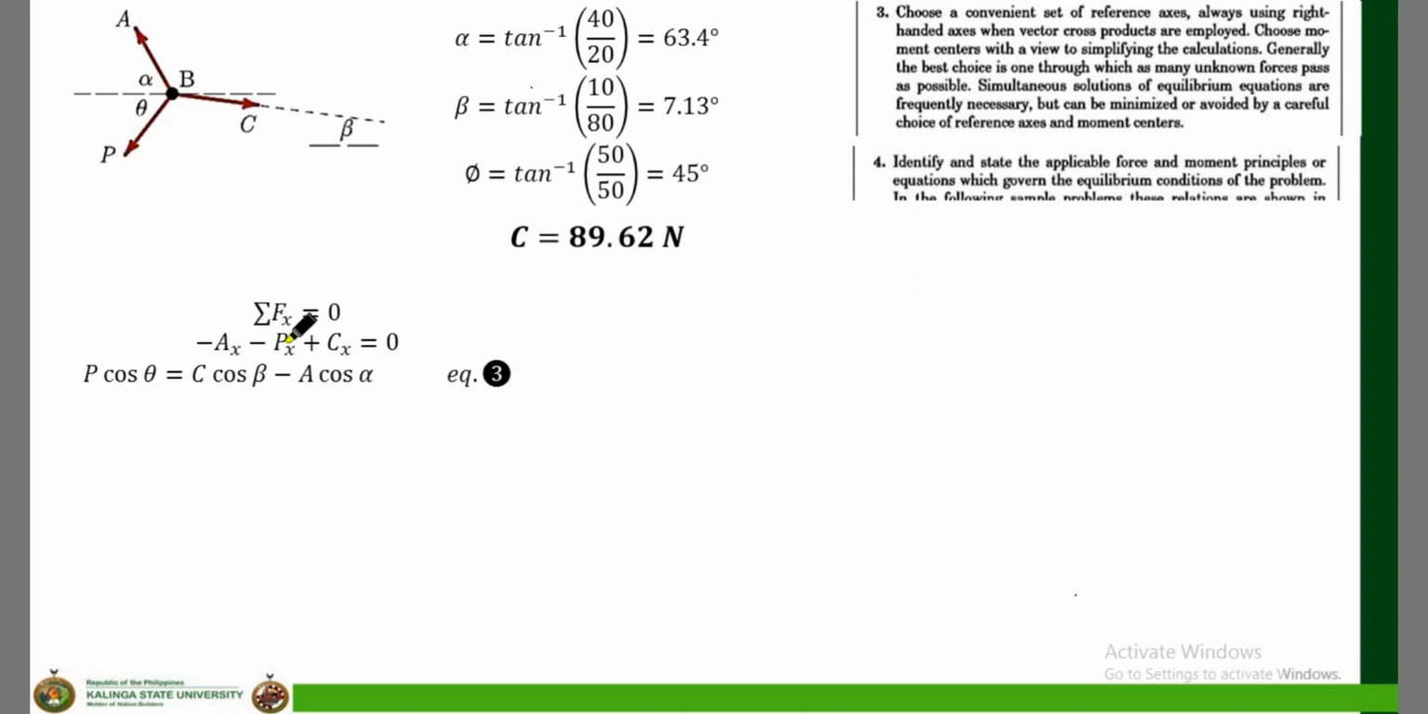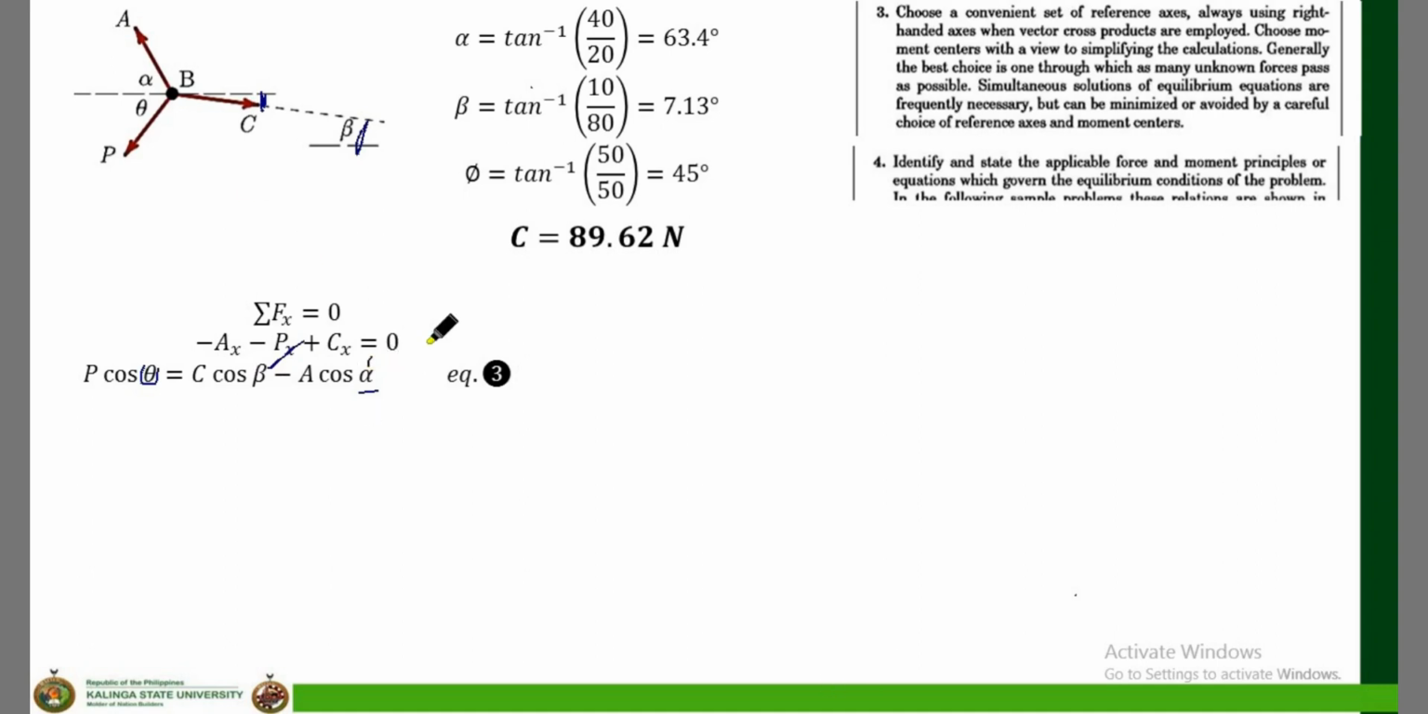So here, the Px is equal to P cosine theta. Again, this theta is the angle of inclination of P with respect to the horizon or horizontal. And beta, that is the angle of inclination of C. If this is beta, this is also equal to beta because of vertical angles, which we learned in geometry. And alpha, that is the angle of inclination of A. We already solved the values of beta and alpha.